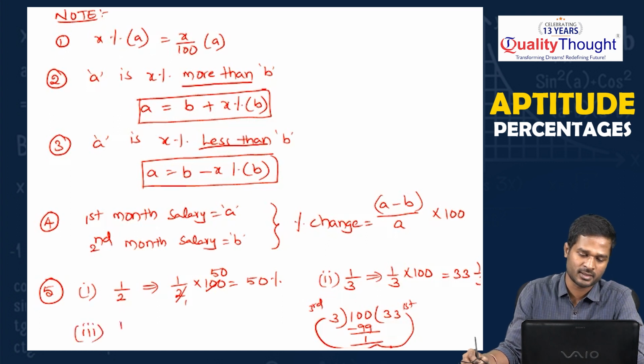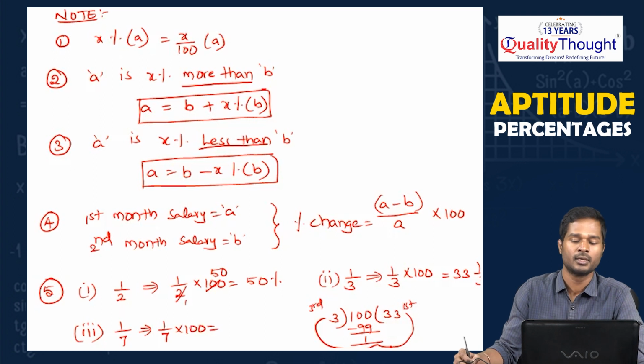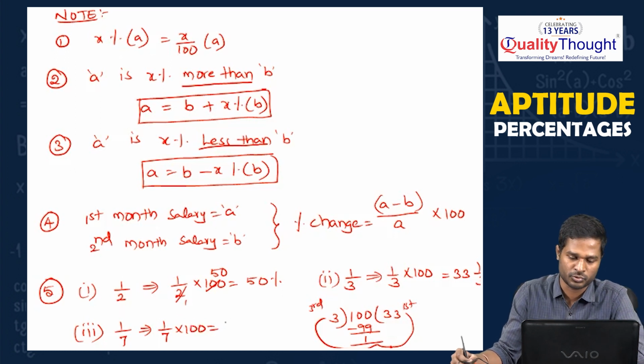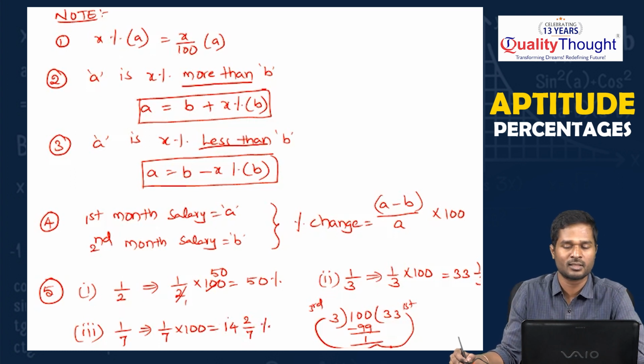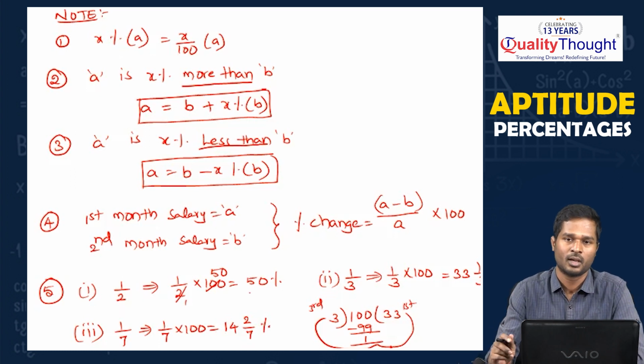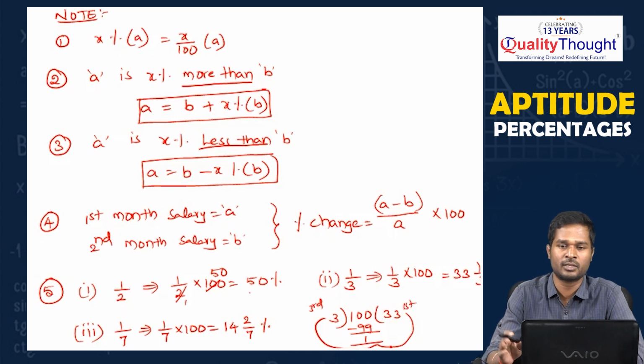If my answer is 1 by 7, so what will be the answer? 1 by 7 into 100. Similarly, how we have done for 1 by 3, do the same for 1 by 7 also. So your answer will become 14 2 by 7 percentage. This is how you need to solve the given fractional values or decimal values to get the answers in percentages, right.